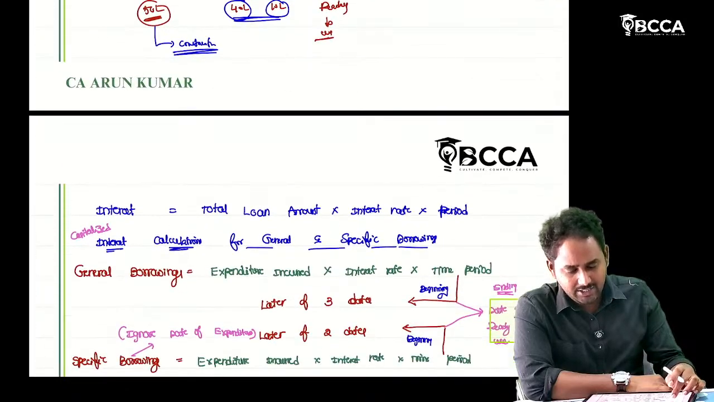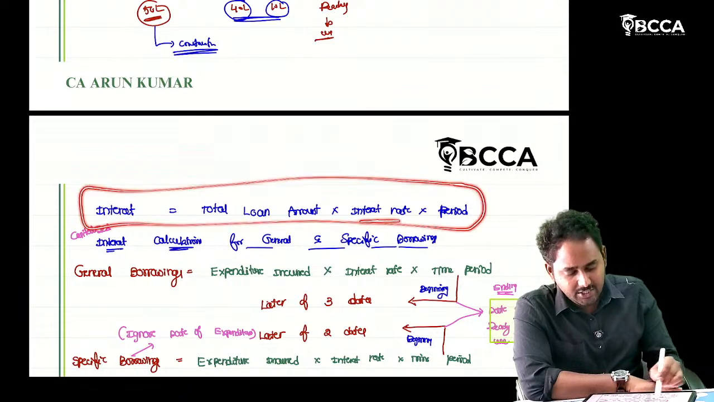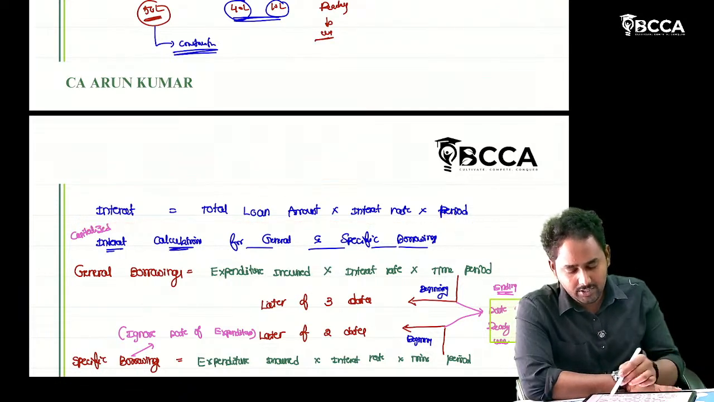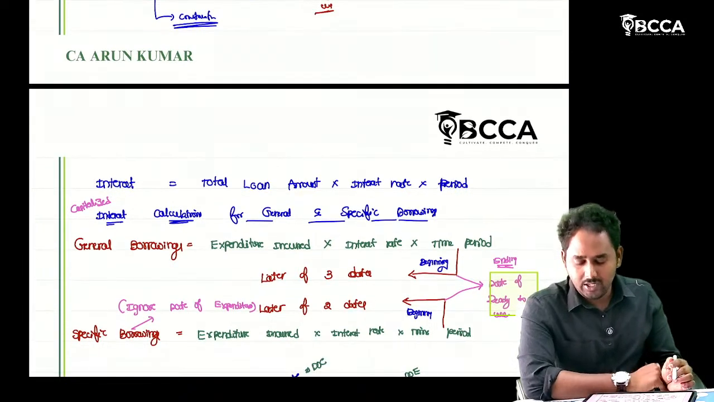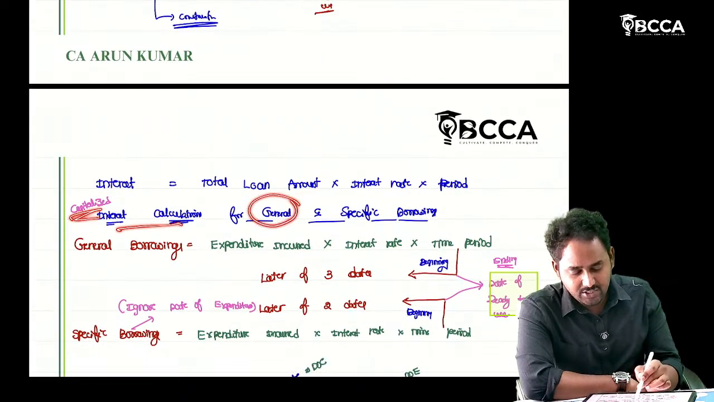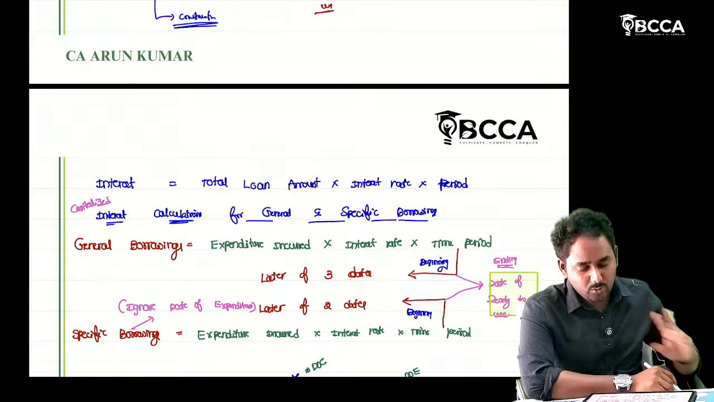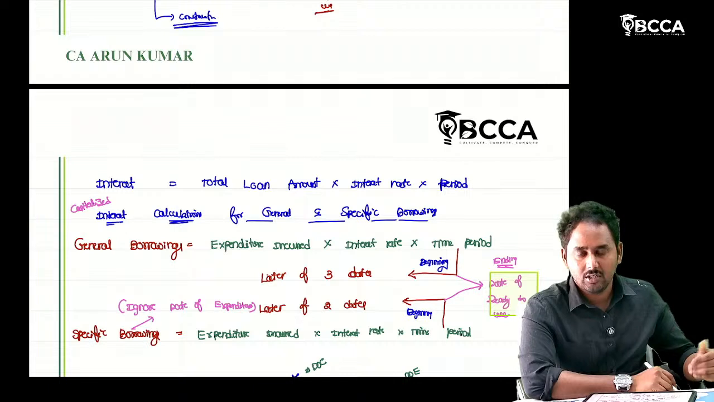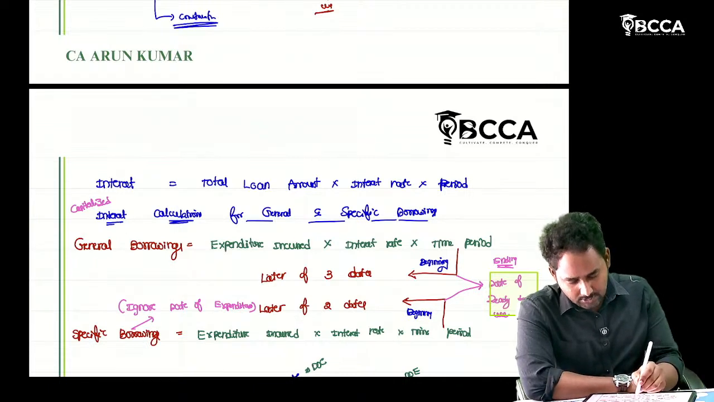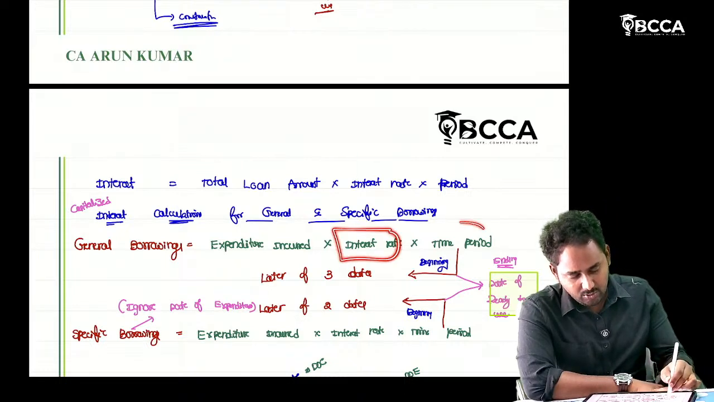So how to calculate the interest? Let's see how to calculate the interest. Total loan amount into interest rate into period. This is the interest. So how to calculate the capitalized interest for general borrowings and specific borrowings? Because the entire borrowings are divided into two: general borrowings and specific borrowings. Let's see how to calculate the capitalized interest for the general borrowings. Expenditure incurred on the qualifying asset into interest rate into time period.